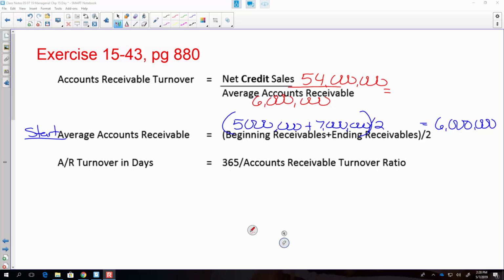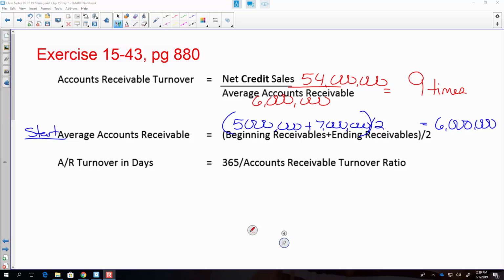Obviously, that's what number? 54 divided by 6 is? Eric? 54 divided by 6, you said? Yeah. That's 9. So if I sell something on credit, it takes a turn of 9 times per year. How does that convert to days?